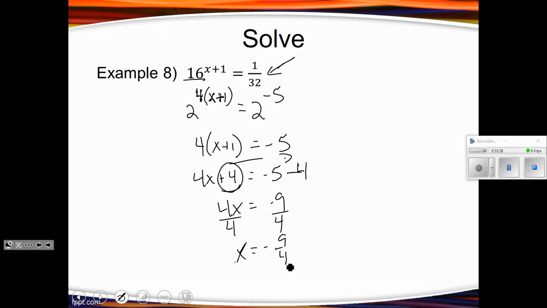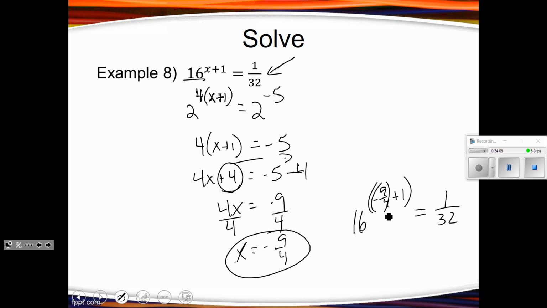Did y'all check it? Did y'all check it to make sure it worked? I might would. I don't know. Check it. See if it works. Put in 16 raised to the negative 9/4 plus 1 and see if that gives you 1 over 32. Yes? Okay. So it does work. Always check your equations just to make sure that you did it correctly.